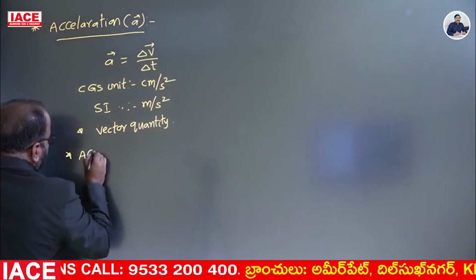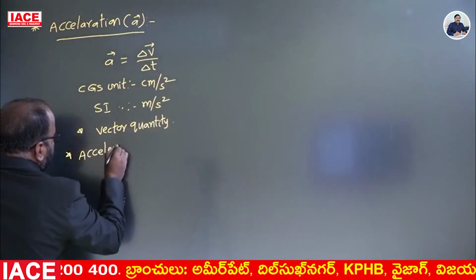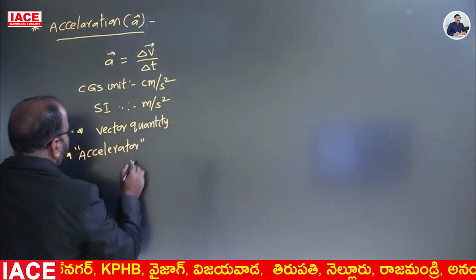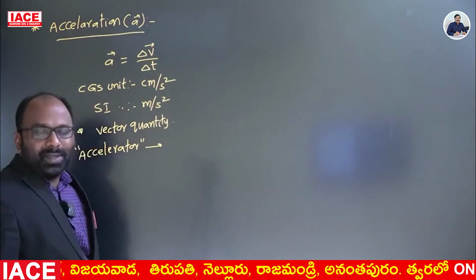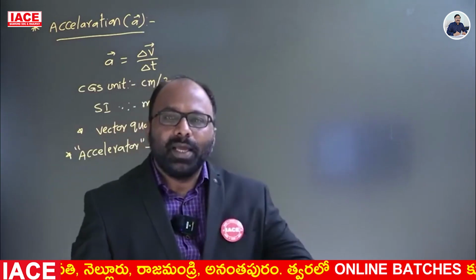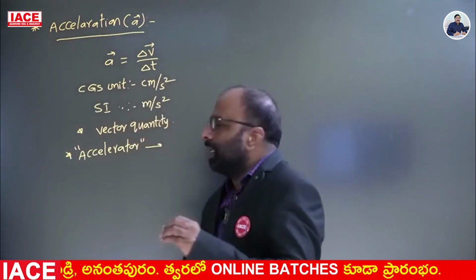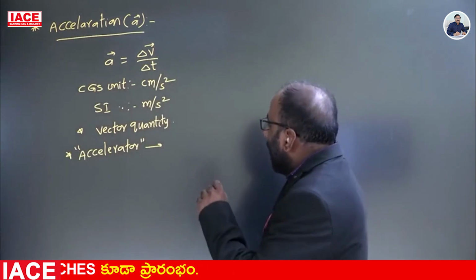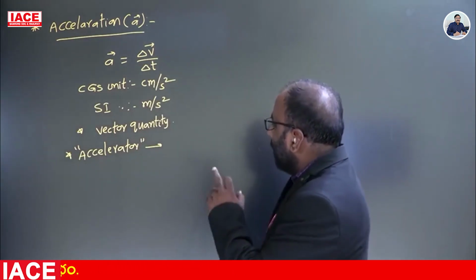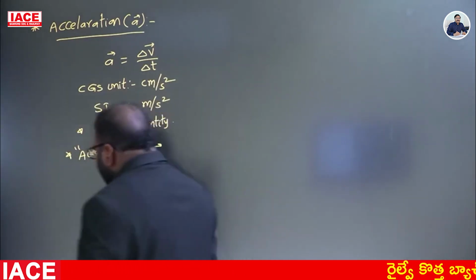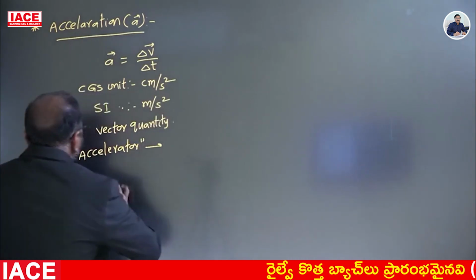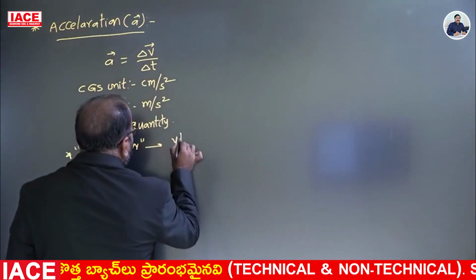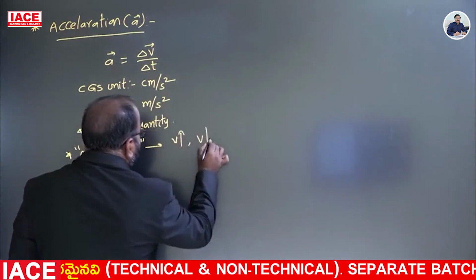Accelerator is used to measure the acceleration of the body. Acceleration of the body is measured with the accelerator, important one. Which of the following is used to accelerate the vehicle? Accelerator. What is the purpose or function of the accelerator? Accelerator either increases the speed of the vehicle or decreases the speed of the vehicle.